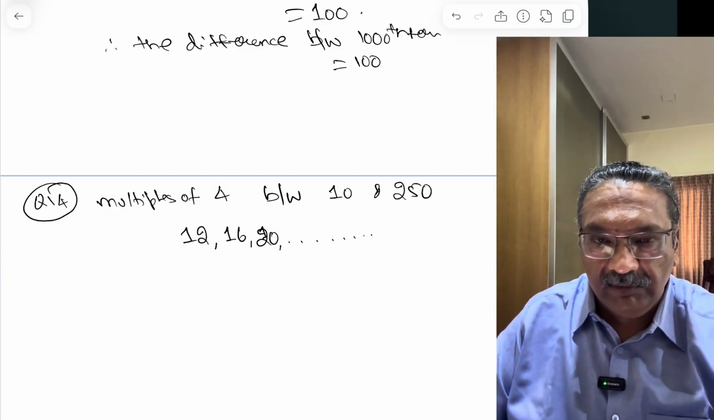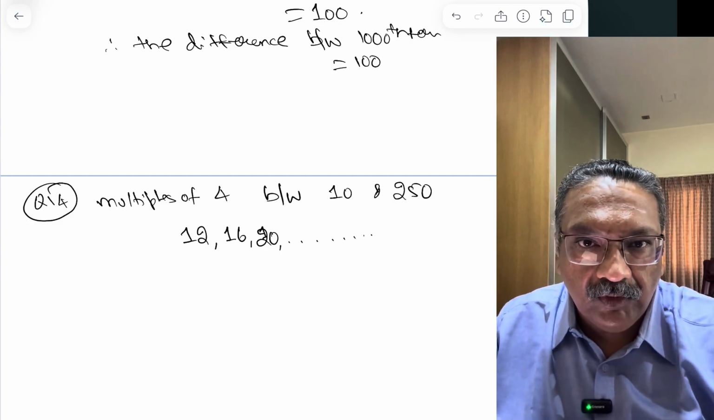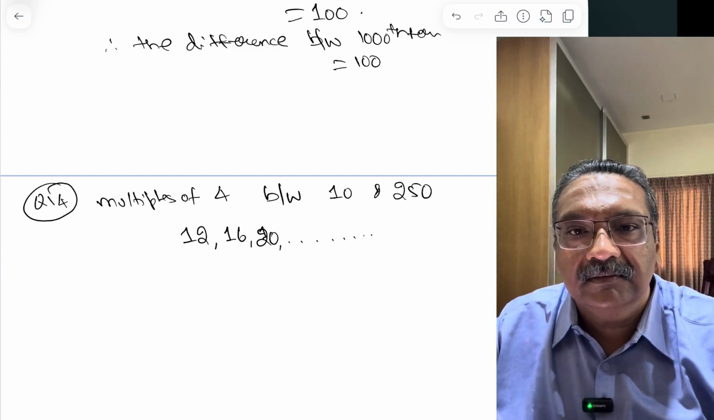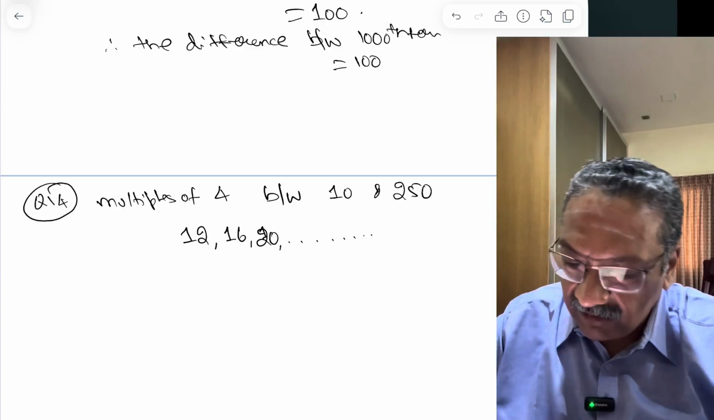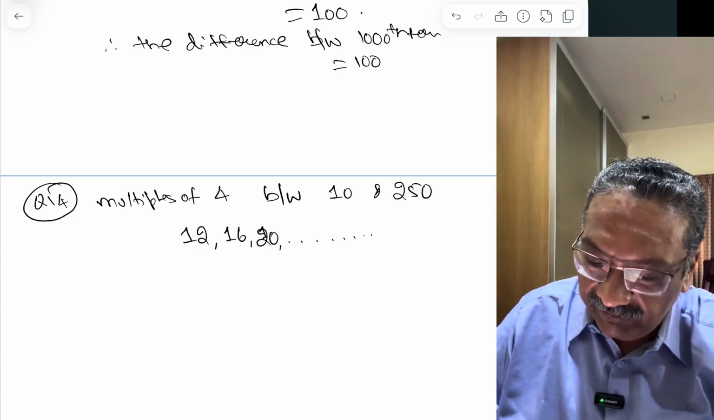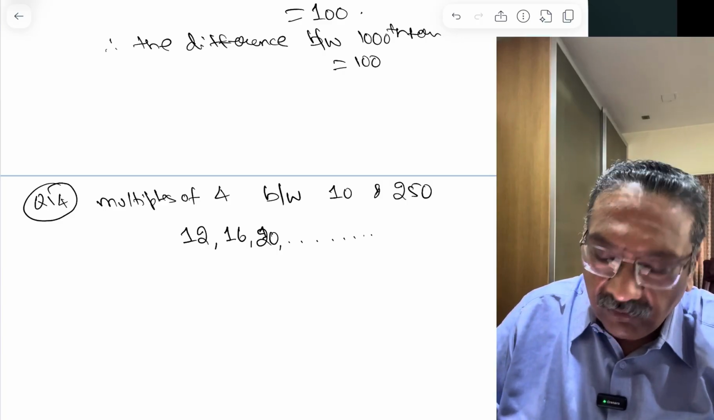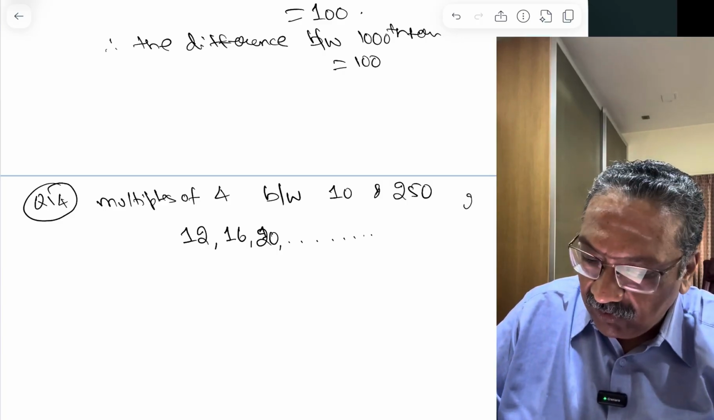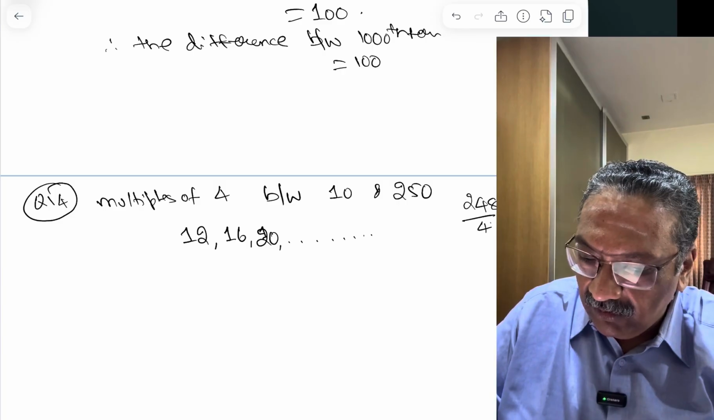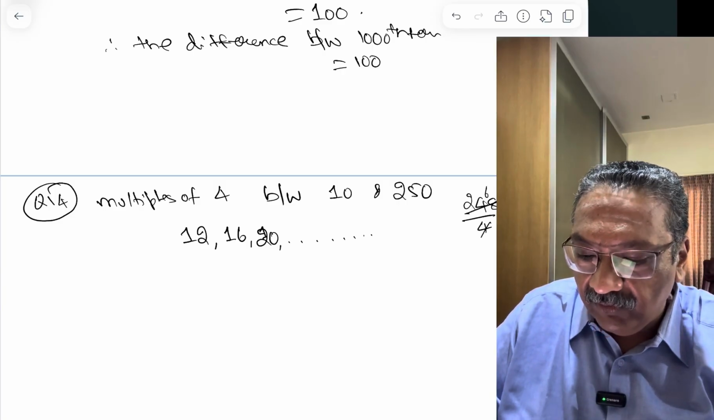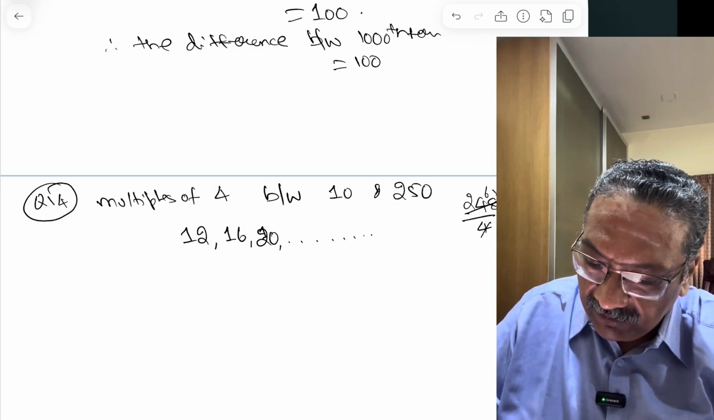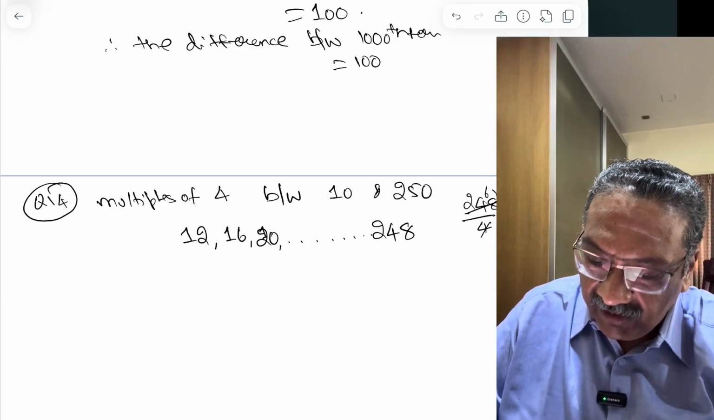Is 250 divisible by 4? 4 8s are 32, 4 6s are 24, remainder 10. So 250 is not divisible. So 249, no. 248, is 248 divisible by 4? 248 divided by 4. 6 4s are 24, 2 is left and 8 is divisible by 4. So it is divisible. So the last number is 248.